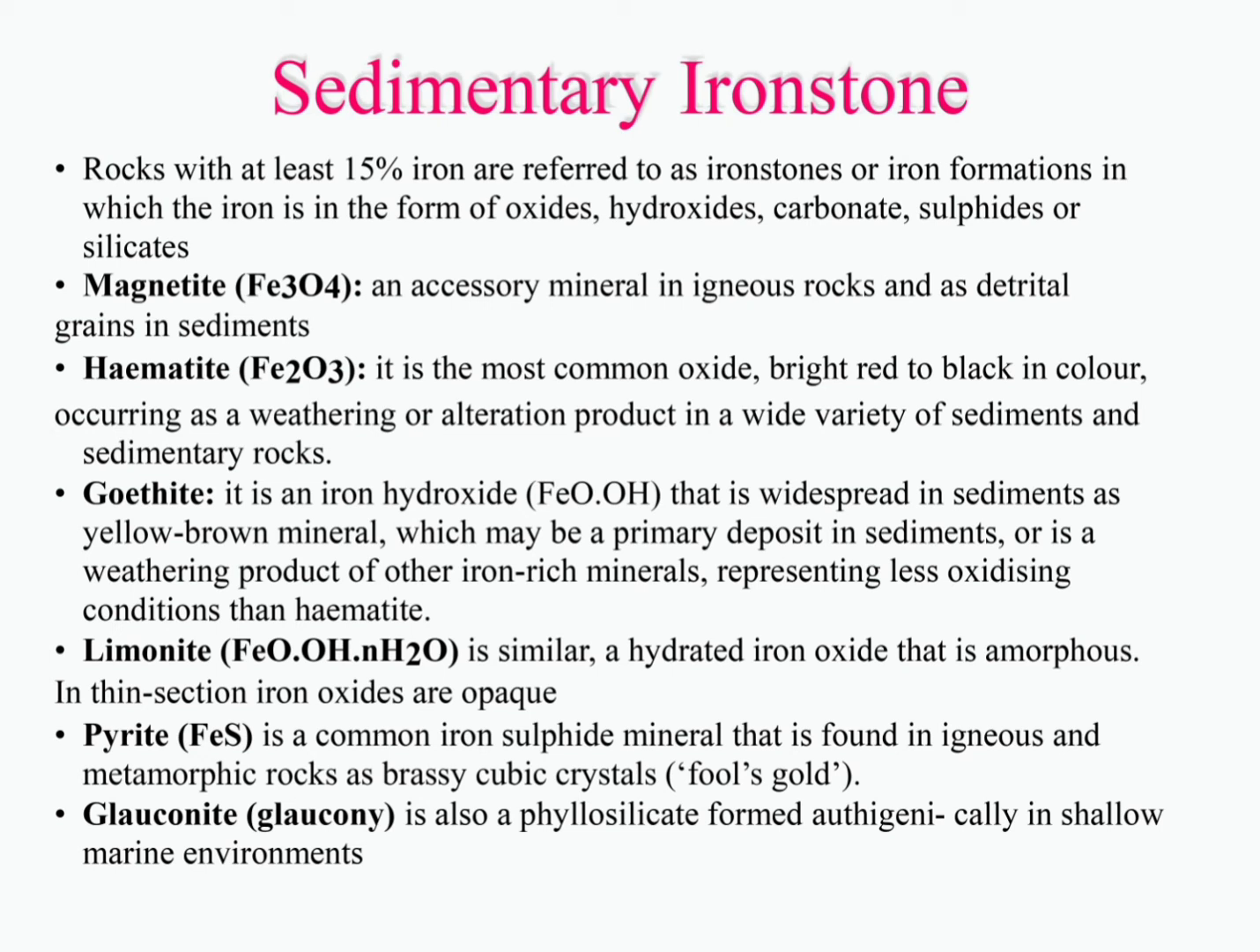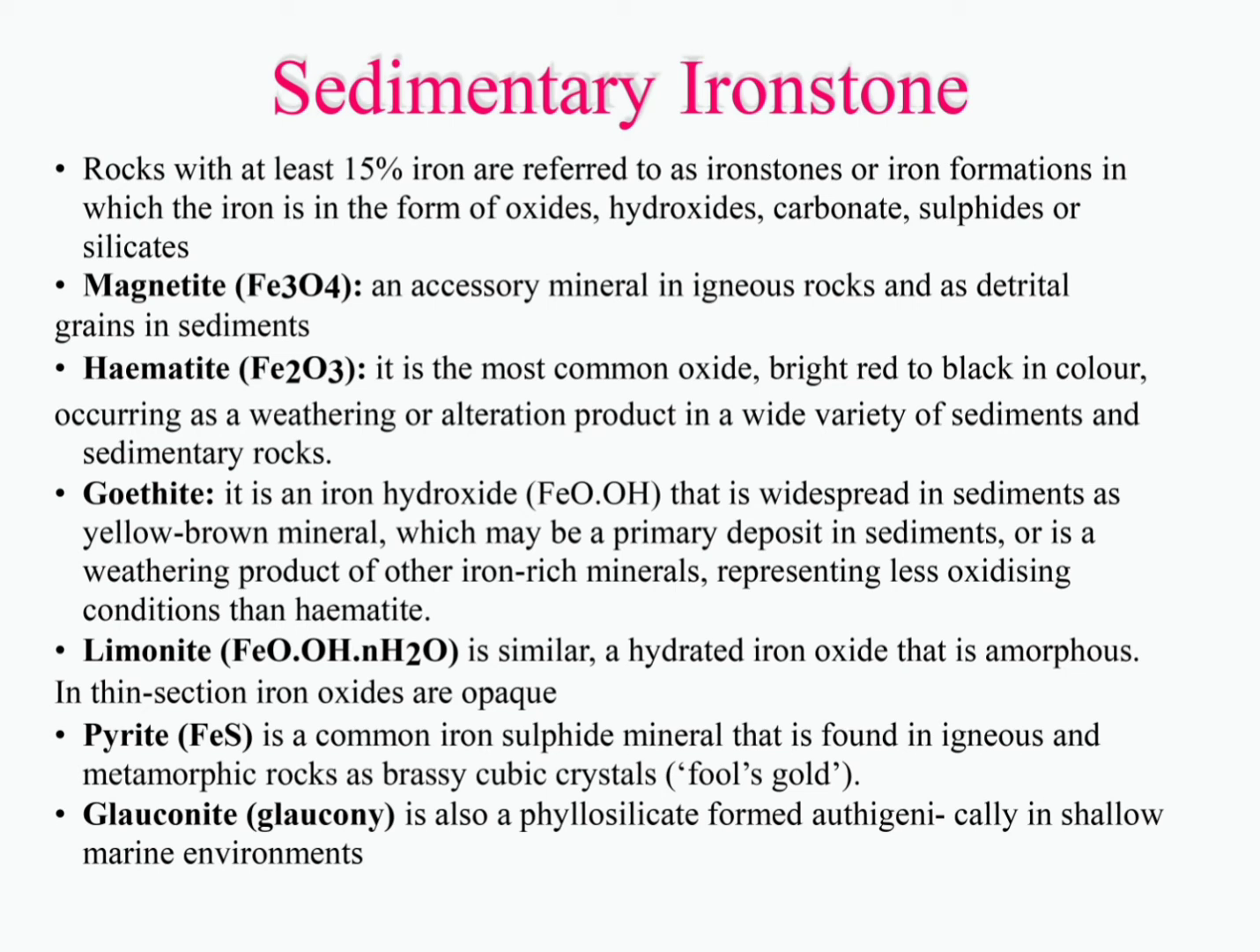Now, another one is goethite. Goethite is an iron hydroxide. This formula is important; you will see the formula of goethite in different exams. Goethite is an iron hydroxide, FeOOH, that is widespread in sediment as a yellow-brown mineral, which may be a primary deposit in sediment or a weathering product of iron-rich minerals.